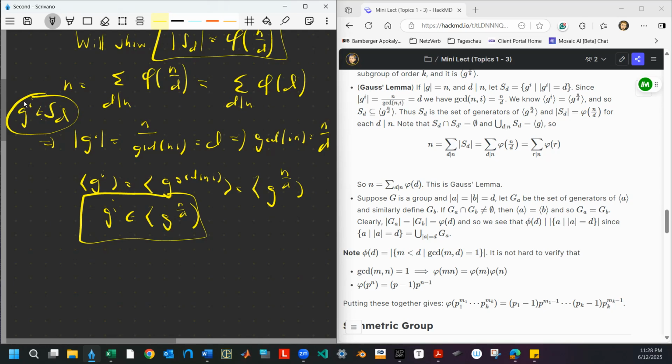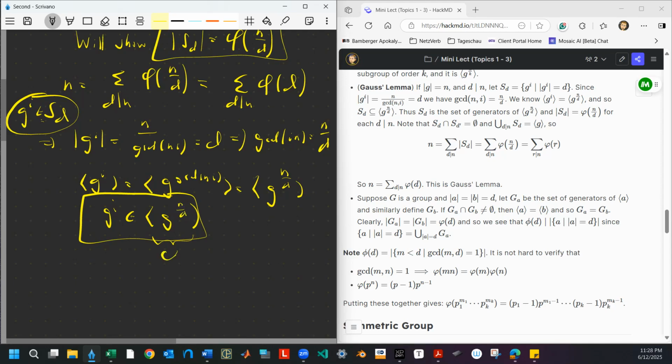So each one of these is a generator, right? Everything in here is a generator of this, so I'm just looking at the generators of that. Now we're in a situation where I'm looking at generators of whatever this is. This is an integer, D divides N, so whatever Z of N over D is.